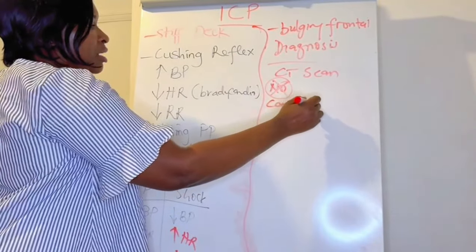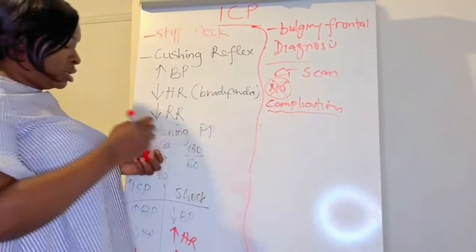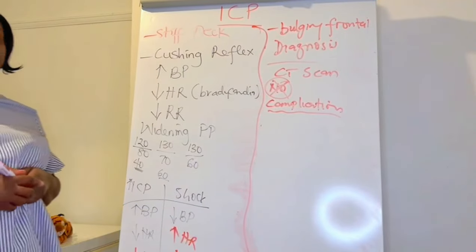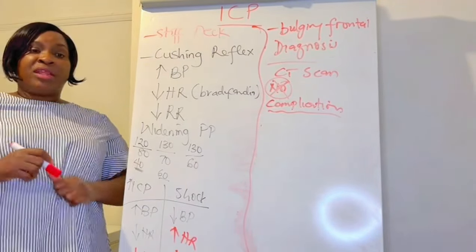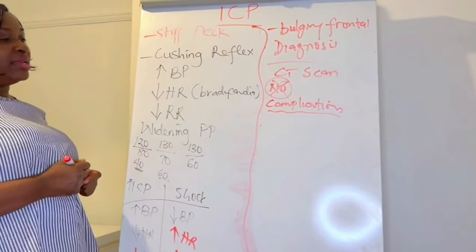What is the important complication we want to avoid? Brain herniation. The brain herniation is what we are avoiding. And when you do a spinal tap for someone who has increased intracranial pressure, you're going to help the brain herniate quicker. That takes us to our nursing intervention.